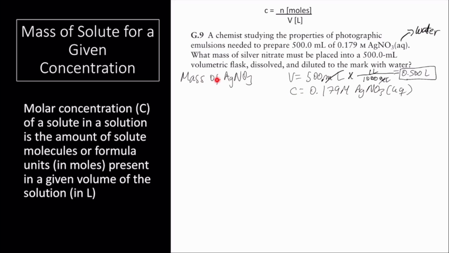Okay, so to find the mass of silver nitrate, first we need to find the number of moles of the solute, silver nitrate, and then convert this to the mass of silver nitrate by using the conversion factor of the molar mass of silver nitrate. So we can rearrange this formula by multiplying both sides by volume. So volume goes away with volume, and we have that volume times concentration equals the number of moles of solute. And after we find the number of moles of solute, we convert it to mass in grams.